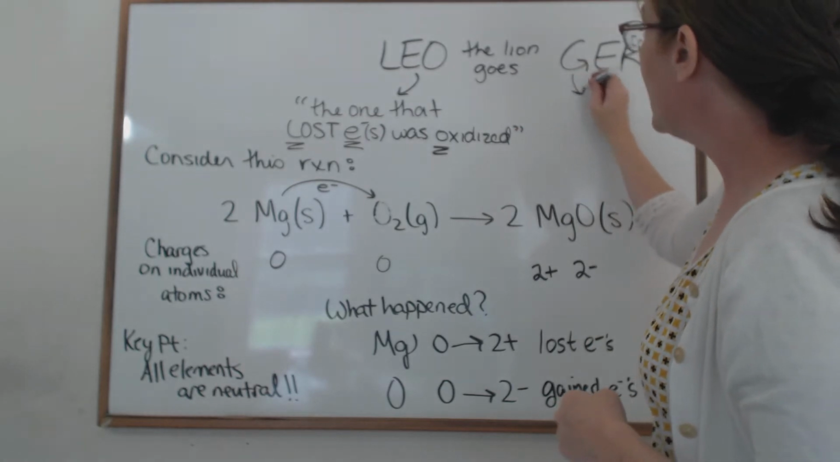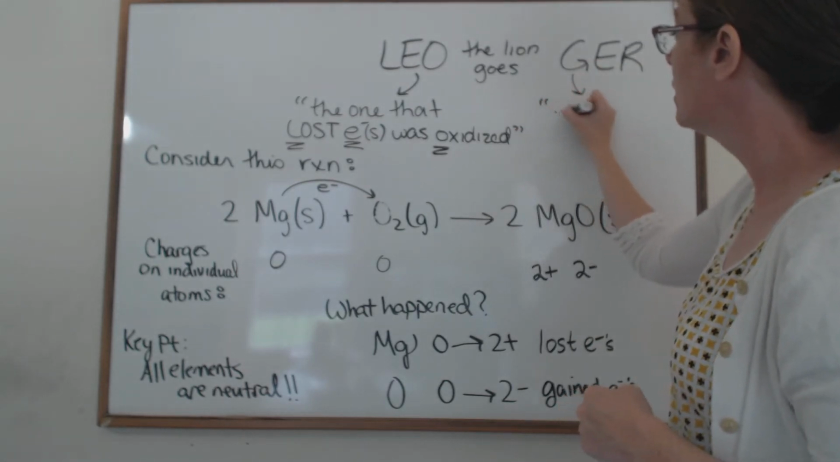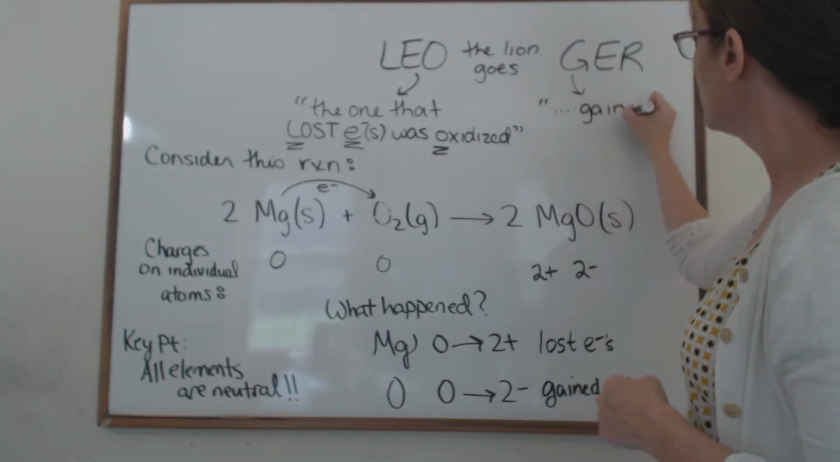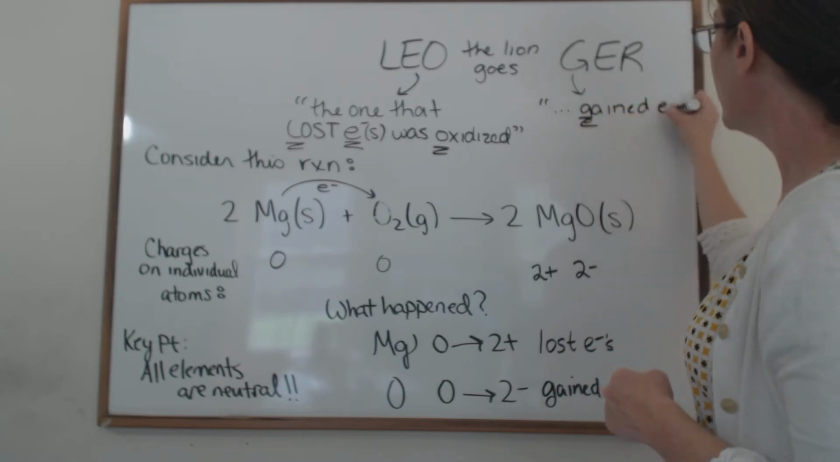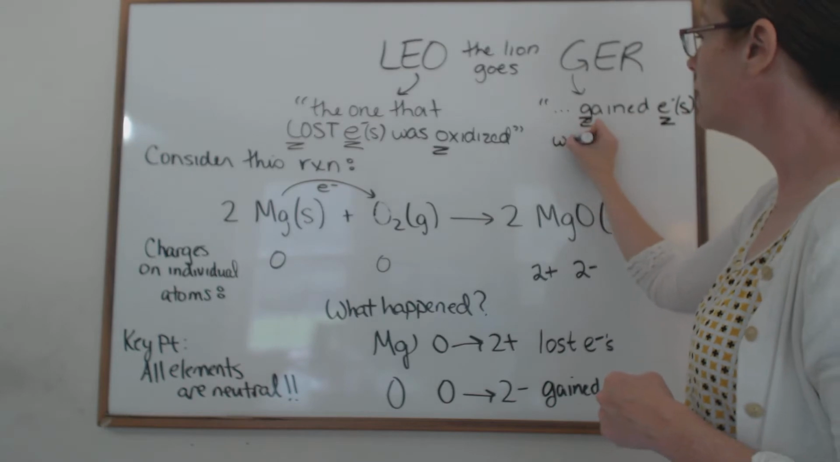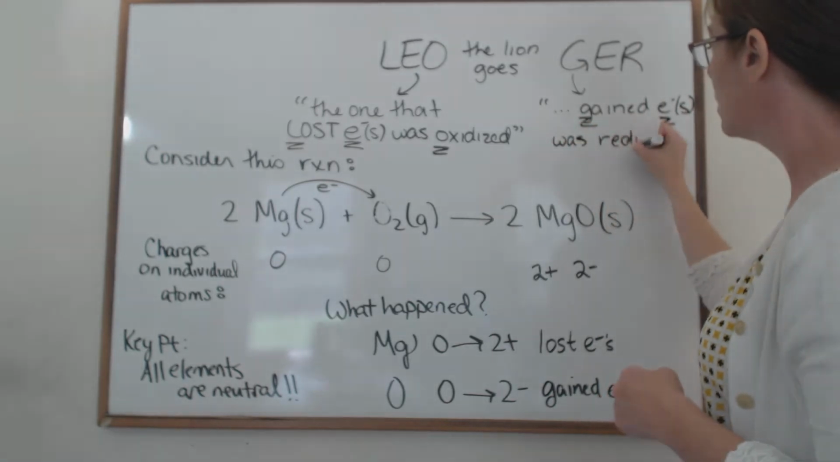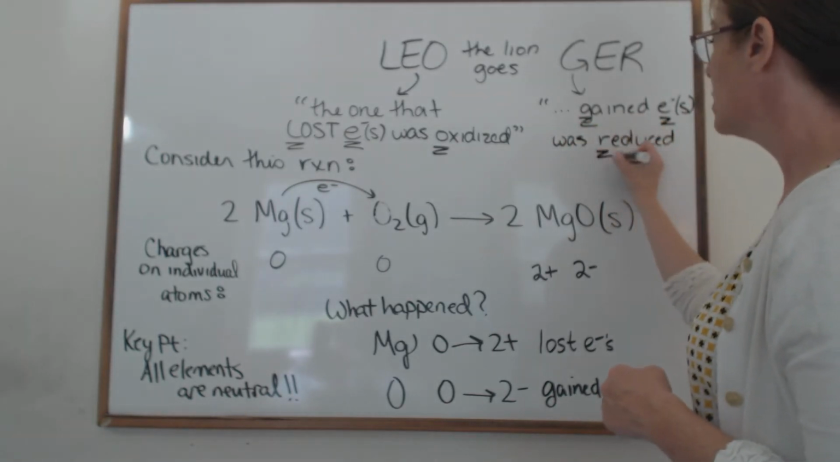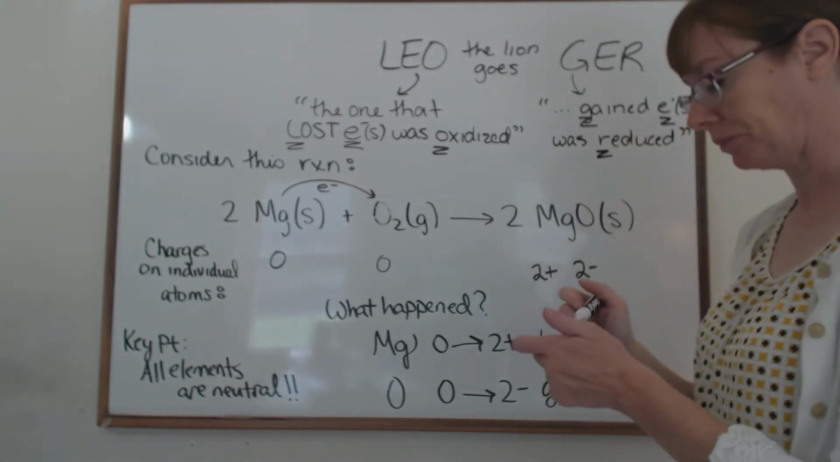And the one that gained electrons, that's the GER, electrons, 1 or more, was reduced. That's the GER. So once again, passive tense.